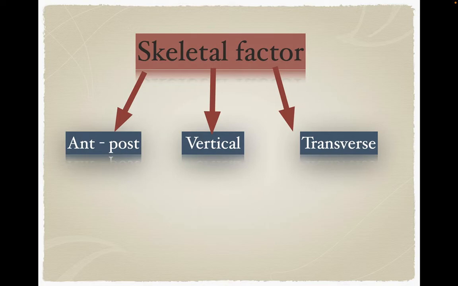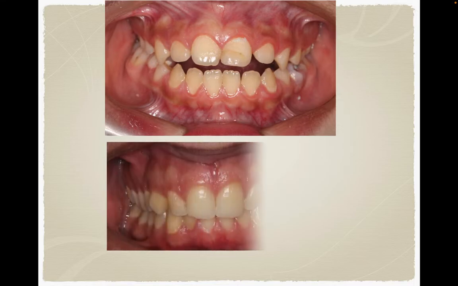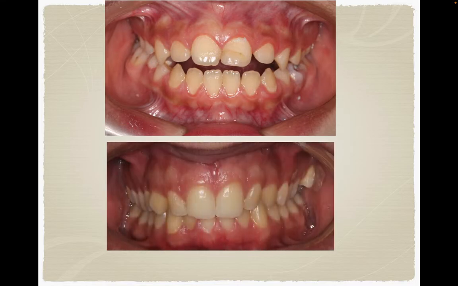So what about the vertical relationship? With class 1 incisors you can get increased lower facial height with anterior open bite, or you can get slightly reduced lower facial height with deep overbite. So both of them are possible. Just to mention here, when you have an anterior open bite, don't get confused, because incisor classification is an anteroposterior relationship. Open bite is a vertical one.